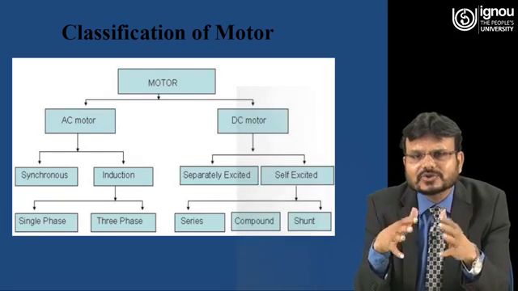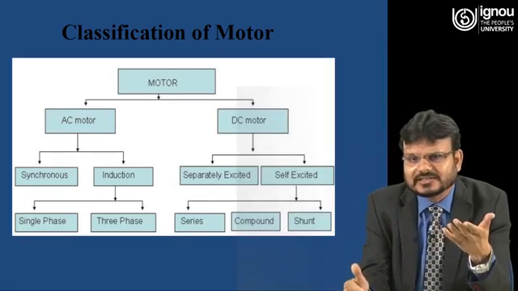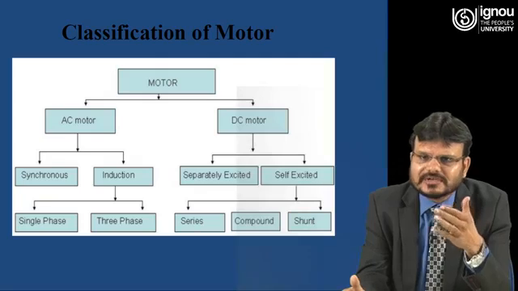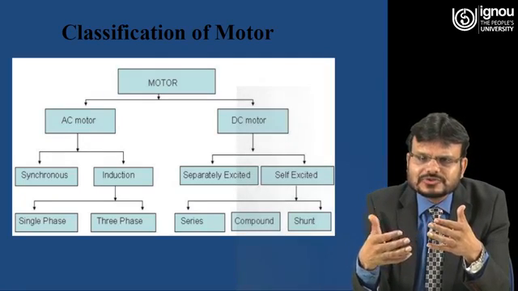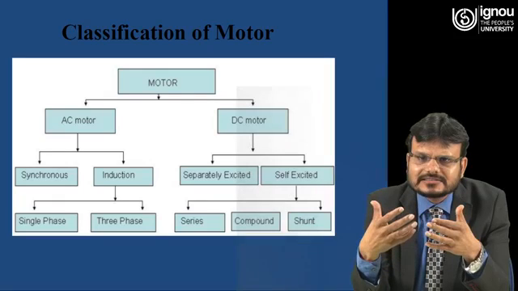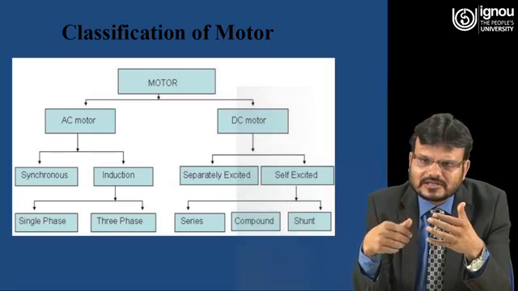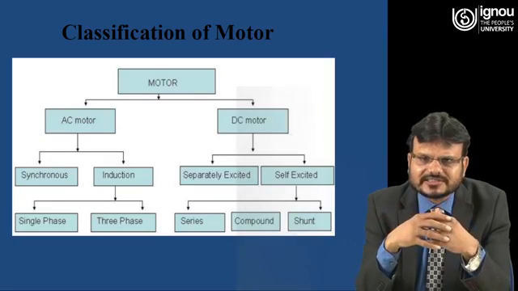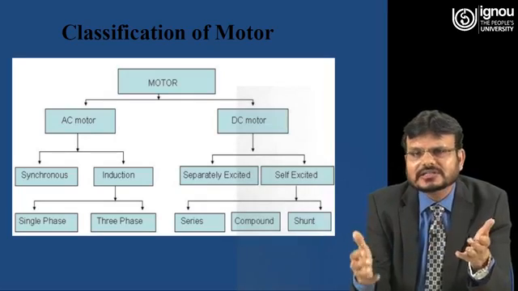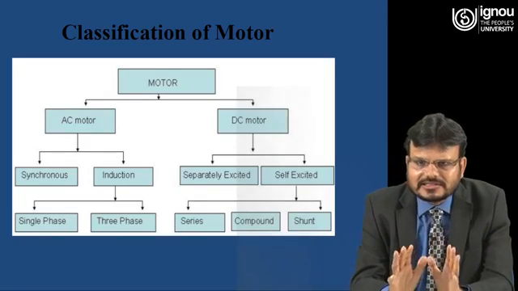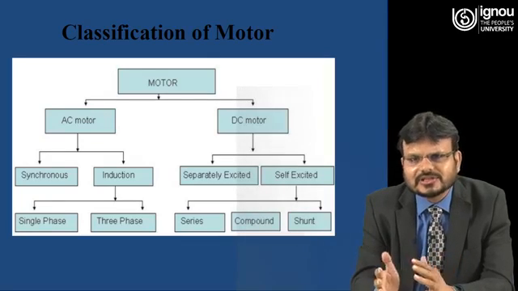This DC motor can again be classified as self-excited motor and separately excited motor. Self-excited motor means the supply which is being used for the field winding comes from the motor itself. That is called a self-excited motor. If you are exciting the field winding by a separate source, then it is called a separately excited motor.